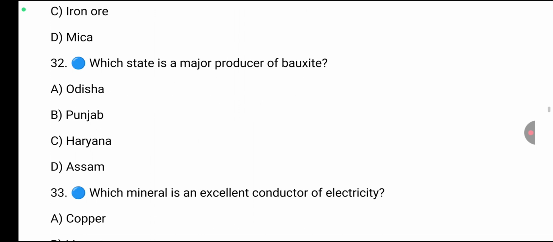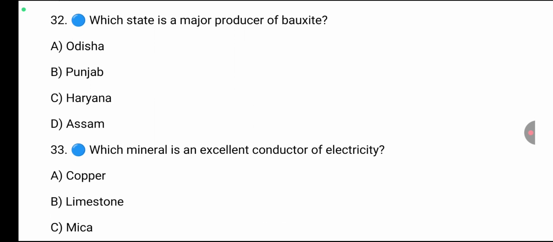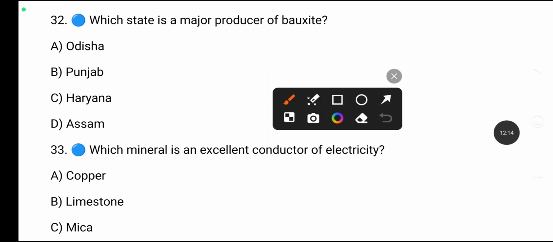Now moving on to question number 32. Which state is a major producer of bauxite? Option A, Odisha, Punjab, Haryana, Assam. The answer is A, Odisha. The major producer of bauxite is Odisha.